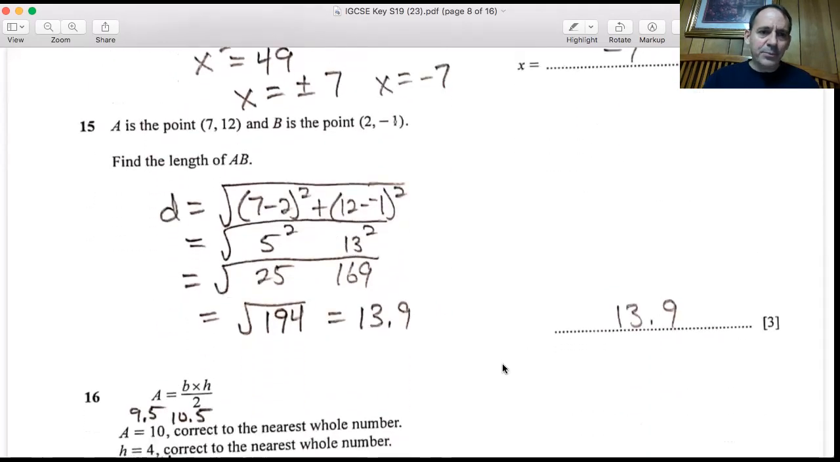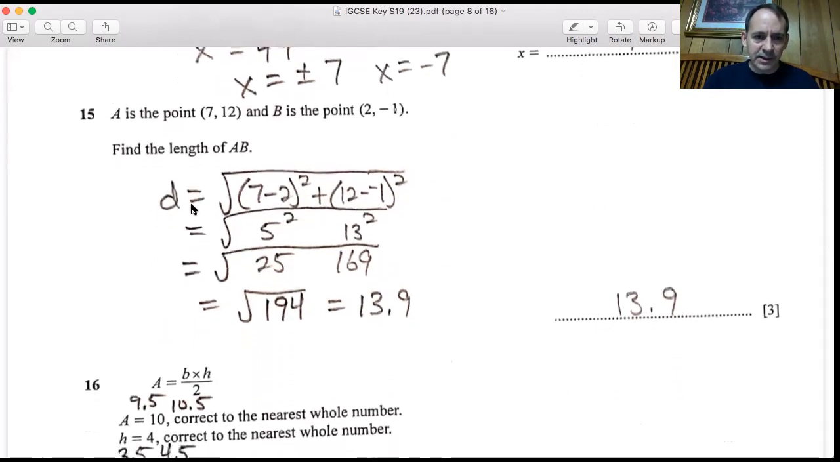Number 15 here, A is (7, 12), B is (2, negative 1). Find the length of AB, or in other words, the distance between the two. So we're going to use our distance formula, which is the square root of x2 minus x1 squared plus y2 minus y1 squared. It doesn't really matter which direction you go as long as you go the same for both values. So I did 7 minus 2 squared and 12 minus a negative 1 squared.